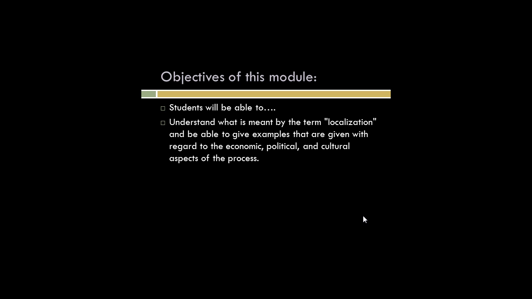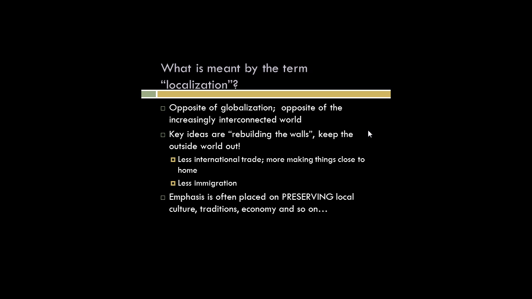Let's start out with the objectives for this module. There's really only one. What I would like all of you to be able to do is understand what is meant by the term localization. In addition, I would like all of you to be able to give examples, in addition to what we give in class, because that's going to be a part of our discussion connected to this particular module. We're going to give economic, political, and cultural aspects or examples of the localization process.